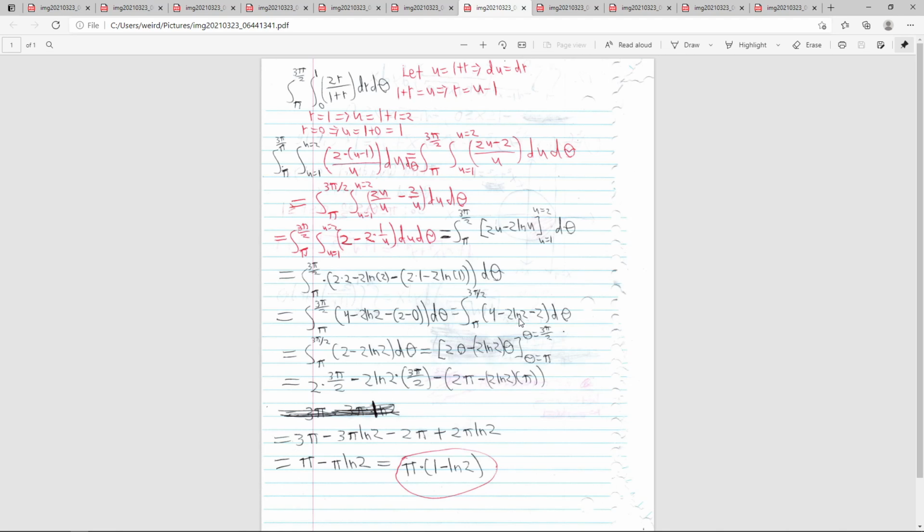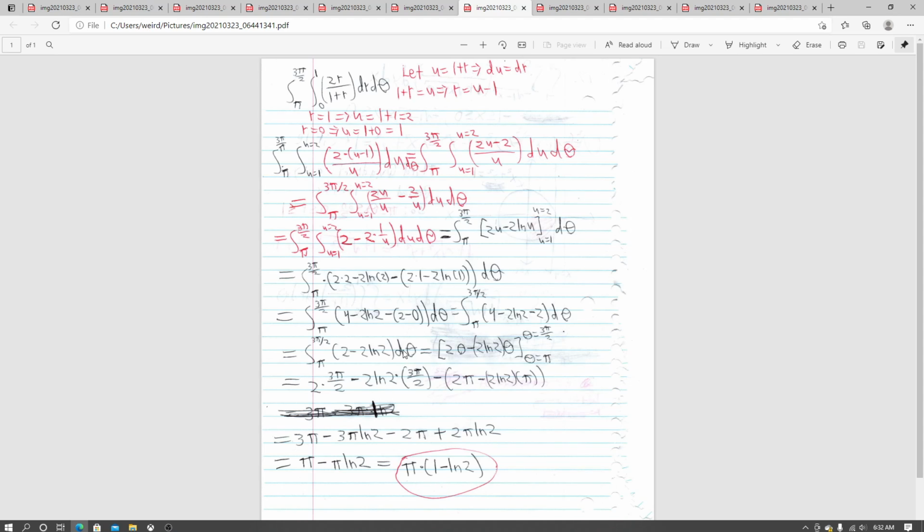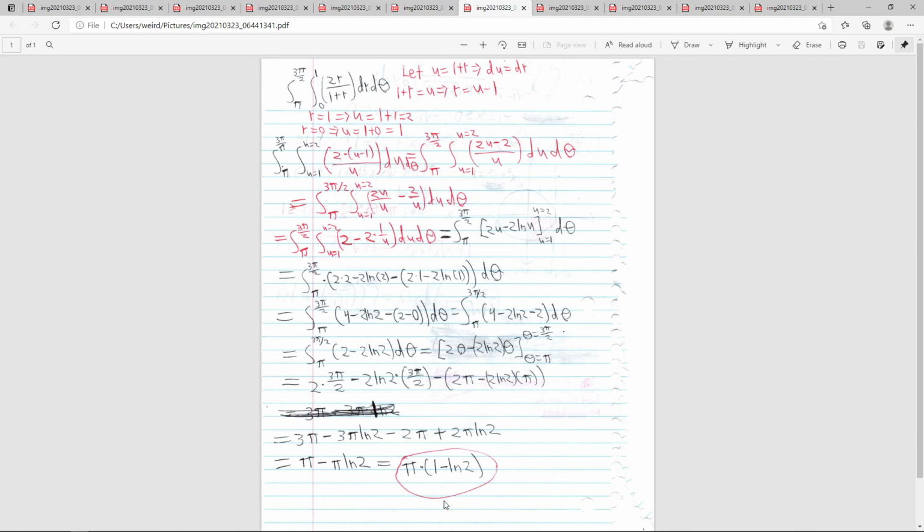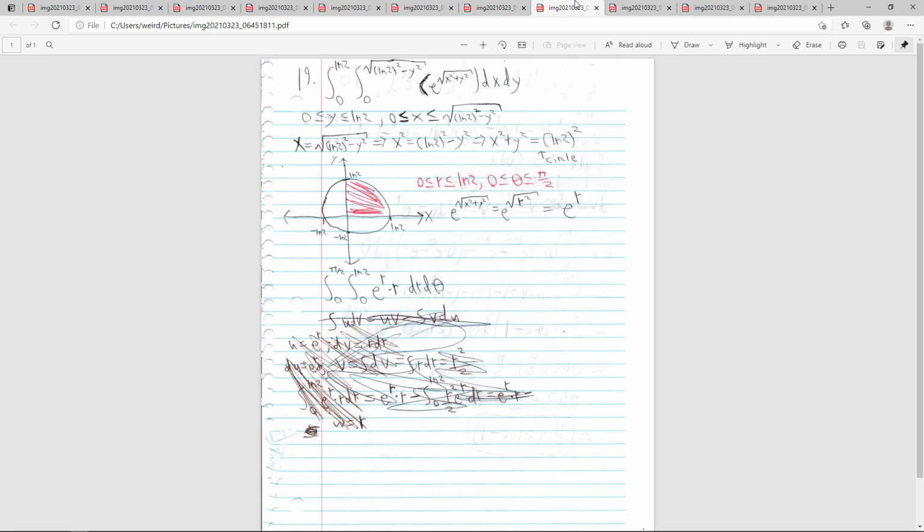You eventually get 4 minus 2 ln 2 minus 2, and you still have d theta. Simplify down to 2 minus 2 ln 2. So it's 2 theta minus 2 ln 2 theta, and you take the limits now. Eventually it's pi minus pi ln 2, which is equal to pi times 1 minus ln 2. And that's the answer. And 19.